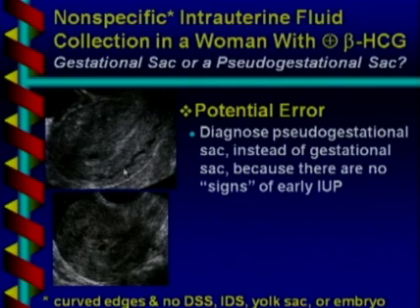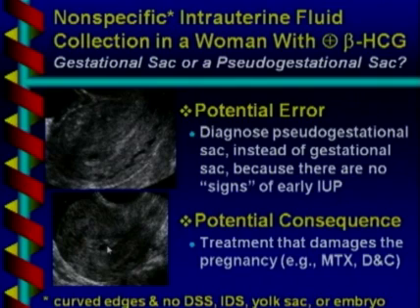So the potential error that can happen here, and unfortunately I've seen this error occur too many times, is that a woman might come in as a rule-out ectopic patient. The ultrasound shows a nonspecific fluid collection. The doctor interpreting the scan says this is a pseudo-gestational sac. The patient gets treated with methotrexate, and that ends up damaging an intrauterine pregnancy. The potential consequence of mistaking these fluid collections for a pseudo-gestational sac is that the patient may receive a treatment that damages the pregnancy, such as methotrexate or D&C, either of which can damage an intrauterine pregnancy.